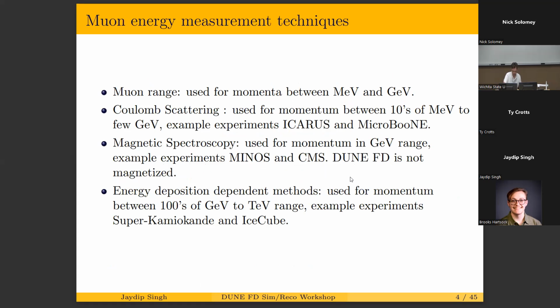This is very basic muon spectroscopy. For the MeV to GeV range, we use the muon range methods. For the energy range of tens of MeV to GeV, we use Coulomb scattering methods, and this is used for the Gauss and micromuon experiment. The third one is magnetic spectroscopy, which is based on the strength of the magnetic field and is used for the GeV range of muons. Experiments like MINOS and CMS are using this technique.